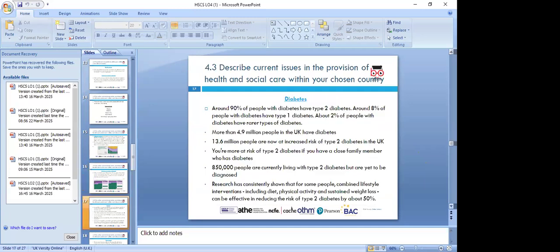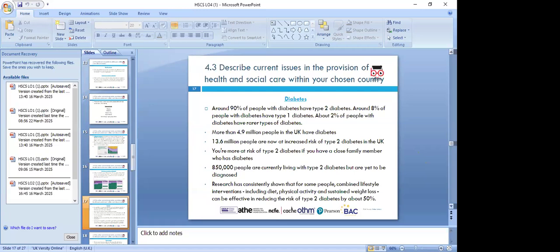Okay, then let's look at diabetes. Around 90% of people with diabetes have type 2. So we have type 1 and type 2 diabetes. The ones you see using the, what do you call it, the one with the pin that you press at the hand to take the blood. That's what we call type 2 diabetes. Around 8% of people with diabetes have type 1 diabetes, but about 2% have rare types of diabetes. So type 2 is very serious.